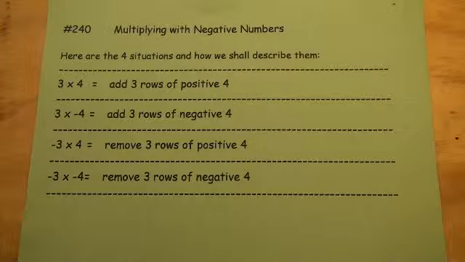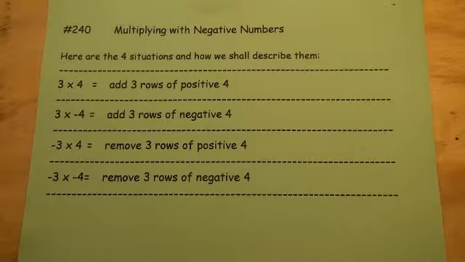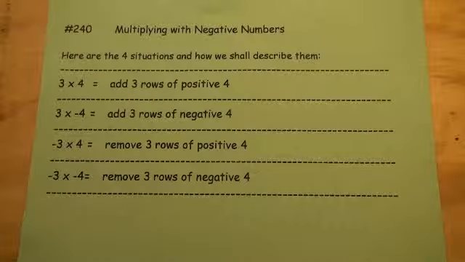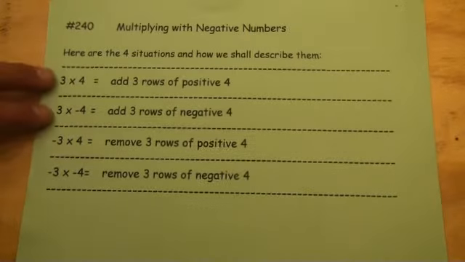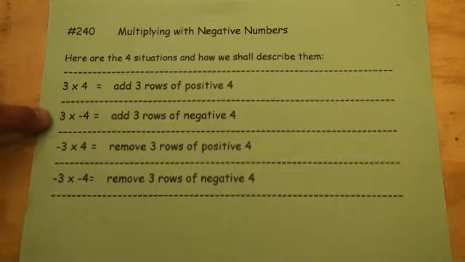Video number 240, multiplying with negative numbers. Here are the four situations and how we shall describe them. The first two are pretty basic. 3 times 4 means to add 3 rows of positive 4, and 3 times negative 4 means to add 3 rows of negative 4. We could easily see why this is 12 and why this is negative 12.